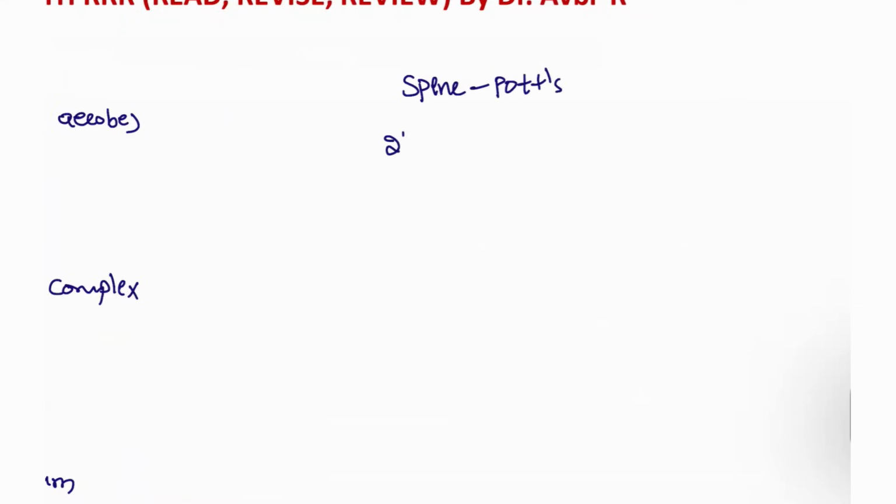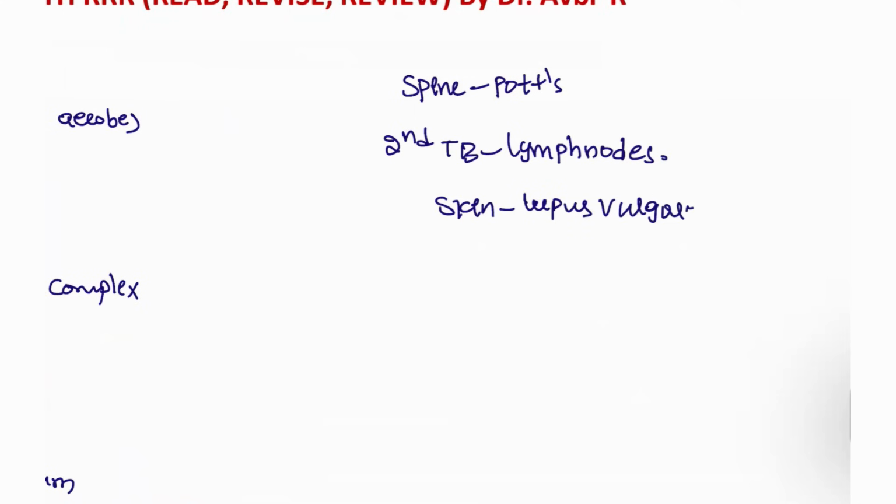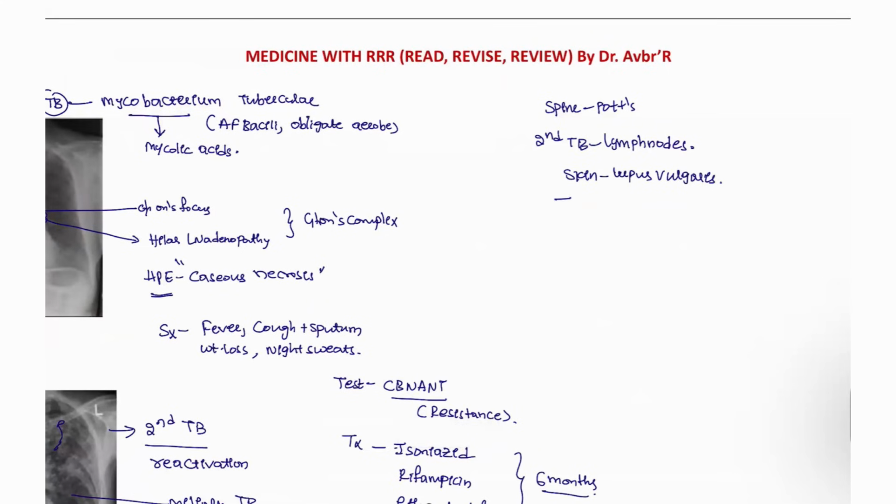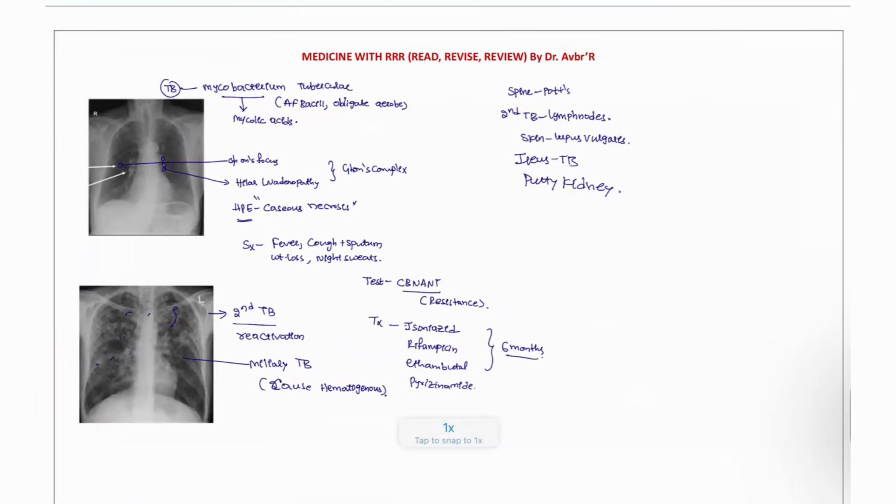Okay. Secondary TB is most commonly seen in the lymph nodes. It is also going to involve the skin, where you call this lupus vulgaris. Right? It will involve almost all the organs. It will also involve the ileum, and the kidney, giving putty kidney. So there are multiple manifestations of TB that will be seen. This is the overview of TB.